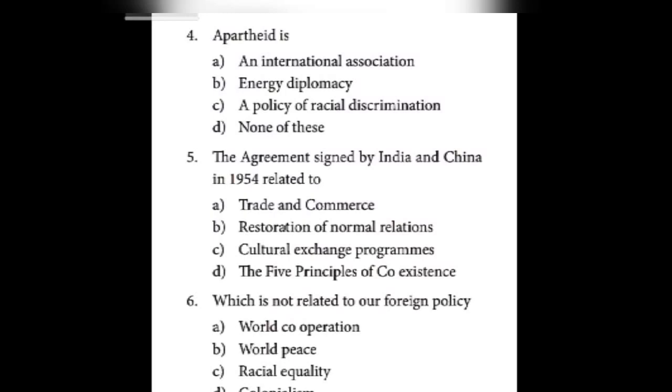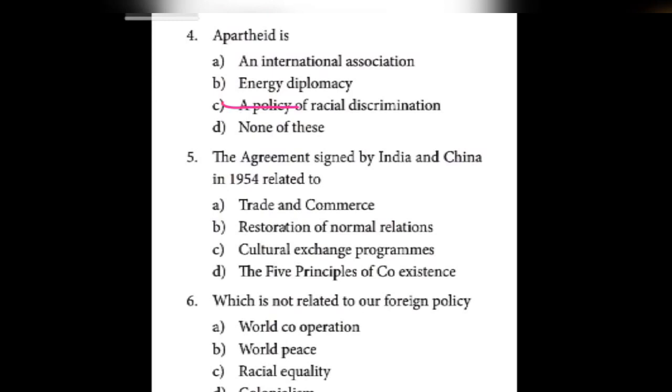In the last year's book, last year's guide, those who are following, please check it carefully. Here it is wrongly given. None of these is given in the guide. You can check it. Apartheid in the sense, please change it: a policy of racial discrimination. That is the answer. In the last year's guide the answer is given wrongly, children. You can change it. A policy of racial discrimination. Okay.